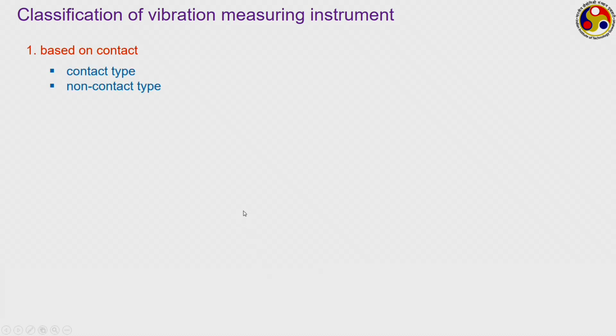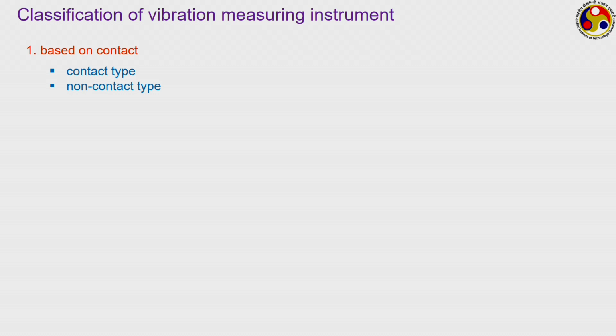So, to start with, I would like to classify the vibration measuring instruments following different types of categories. The first type of classification is based upon contact type or non-contact type. Contact, as the name suggests, means we can take the instrument in contact with the vibrating member, whereas there may be several situations where it is not feasible or advisable to do so. So, we have to go for a non-contact type measurement.